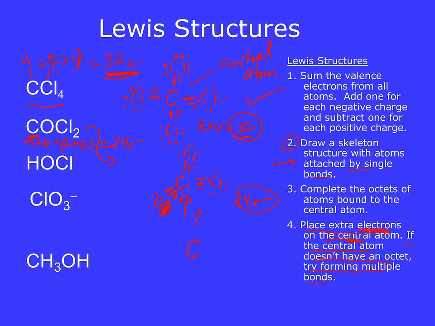Let's just redraw it again. I would draw it like this, and the Cl. Now you can clearly see that all of the atoms in this structure have an octet, and the structure is complete.